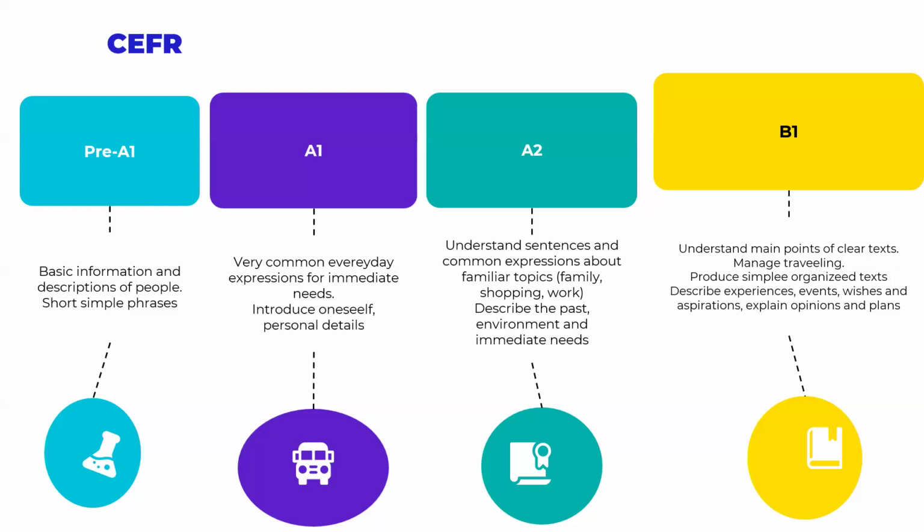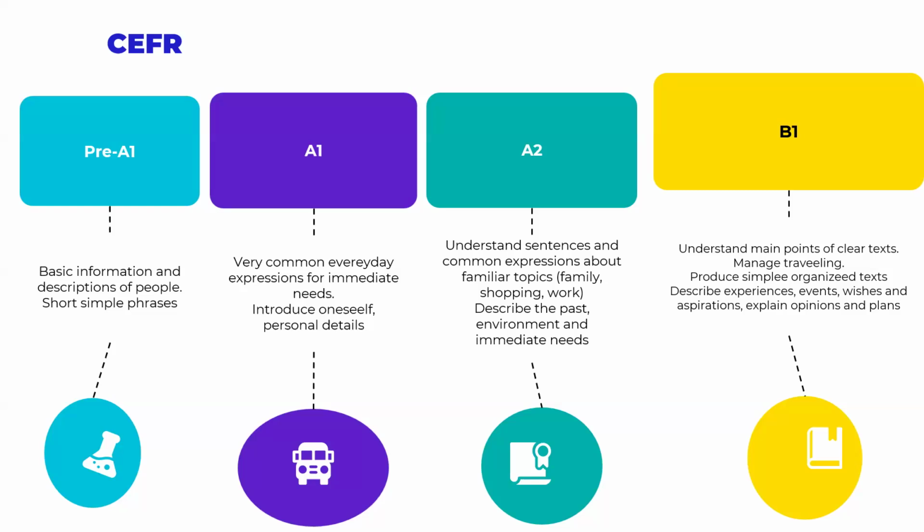So in A1, we're thinking communicating very common, everyday expressions for immediate needs. When this is set in an elementary level, that also means things that are most related to family, to hobbies, to school. You can introduce yourself, you can give some personal details. So this is the level that many of you will be working at because, as I understand, some of you will be working with second grade, third grade, right? I remember some of you having first grade, second grade. So that would be the pre A1, A1 levels.